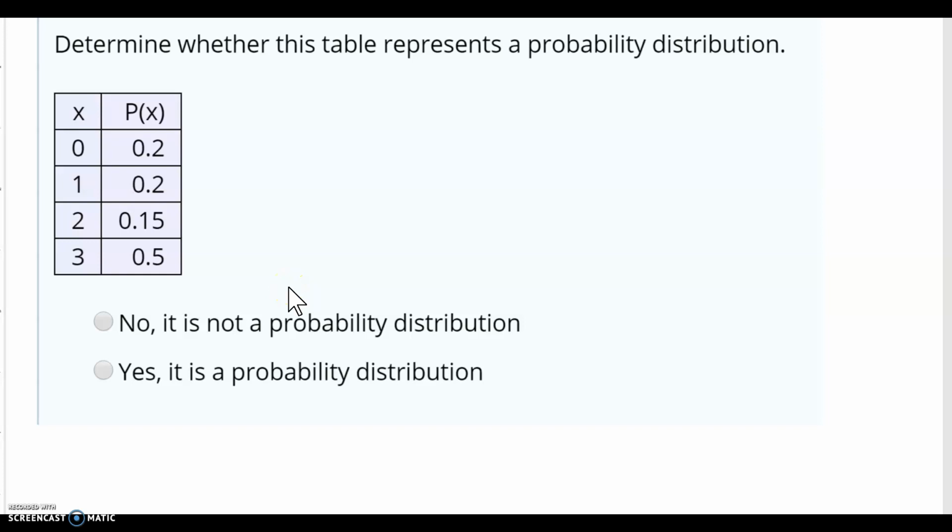For this question, it's relatively straightforward. I know there's only two answers, so you could just guess until you get it right. But let's just do it so you get it right the first time. We need to determine whether this table represents a probability distribution.